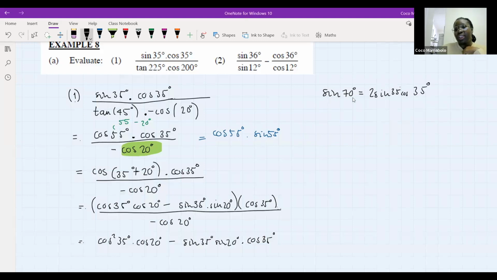And because they haven't given us this 2 over here, to compensate for the 2, we can just multiply by half and multiply by half. So we can then change sine of 35 cos of 35 to half sine of 70. Okay. And that is going to give us, okay, now let me delete all of this.